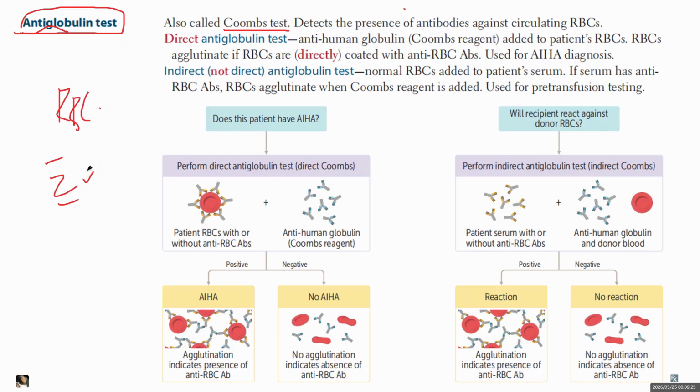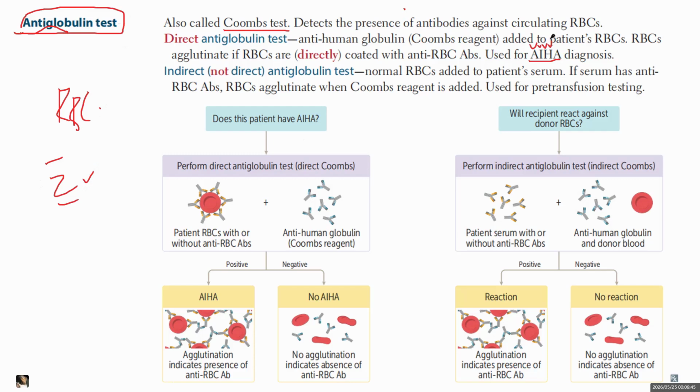The first is how the direct Coombs test helps diagnose AIHA. What is that? Autoimmune hemolytic anemia, right? And the second thing you have to understand is how the indirect Coombs test helps prevent transfusion reactions.